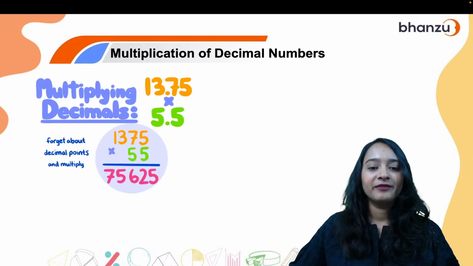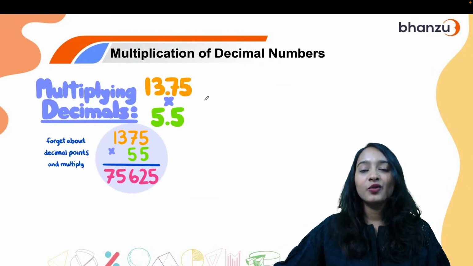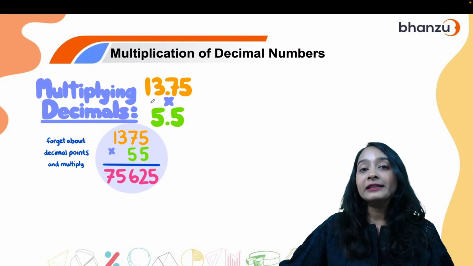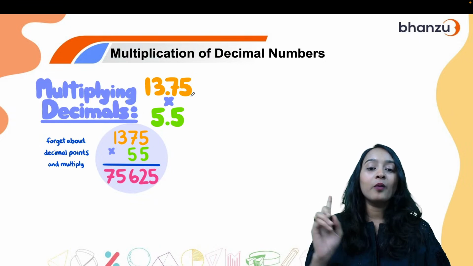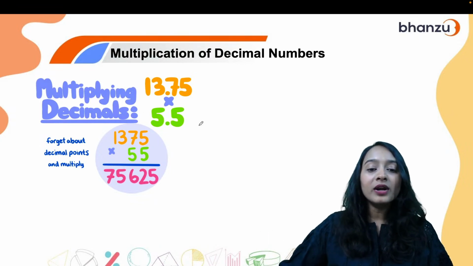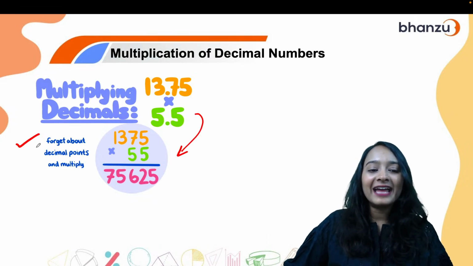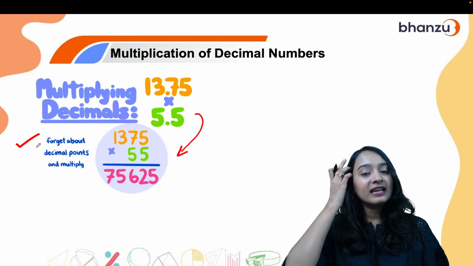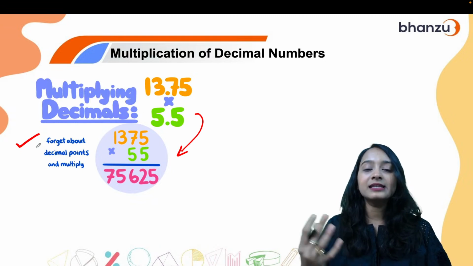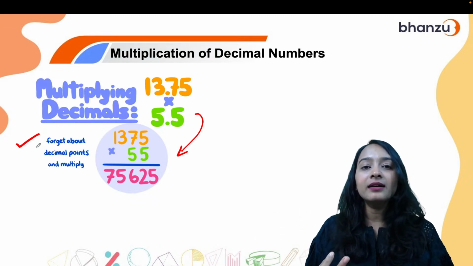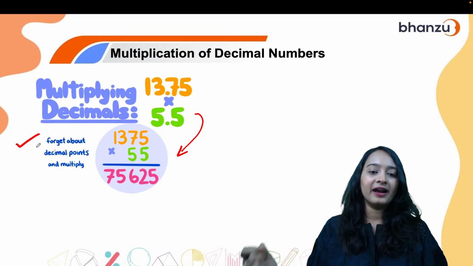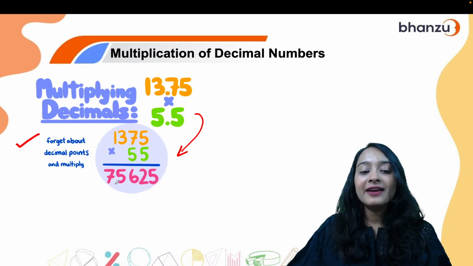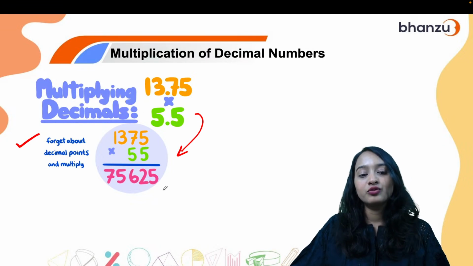Alright. Now, one more example. Let's do it. So what do we do? A quick recap of whatever we have done till now. We are multiplying 13.75 with 5.5. So what is the first step? Forget that you are multiplying two decimal numbers. So forget the decimal points and multiply the numbers as whole numbers. So 1375 multiplied with 55. What is the answer? 75625.